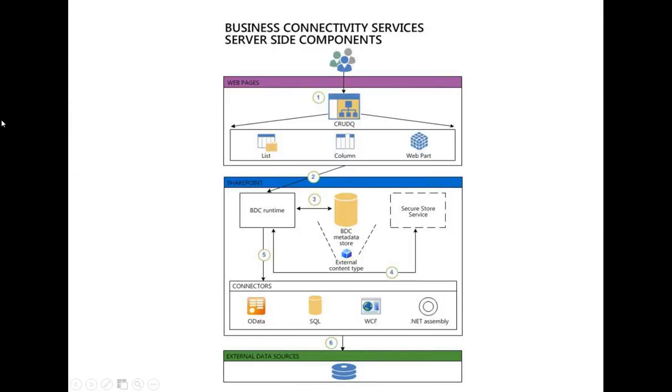And this really is a visual to demonstrate the way that the business connectivity services work. So where your user inputs their data, how it travels to either your list, column, or web part, and then from there, how it moves into SharePoint, how the data is stored, and eventually ends up in your SQL or .NET assembly, and eventually in your external data source. So I'll just pause a moment if anybody wants to take a deeper look at the transfer of data. So you can see that there's a lot of steps in this transfer of information.